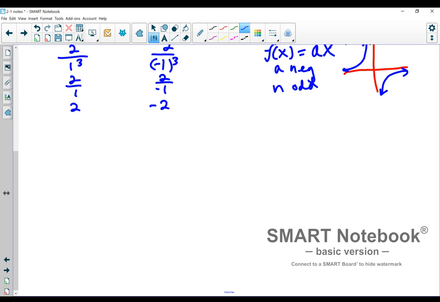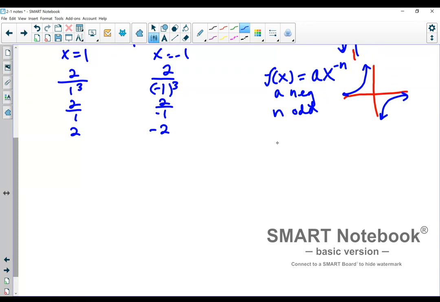And then if I had a, let's see, positive and n even. So if my n is even, then I'm raising everything to the second power or to the fourth power. When I put stuff in, I'm only going to get positive stuff out. So in that case, my graph would just be in quadrants 1 and 2, where everything's positive.